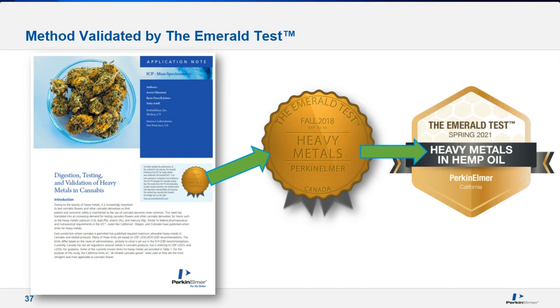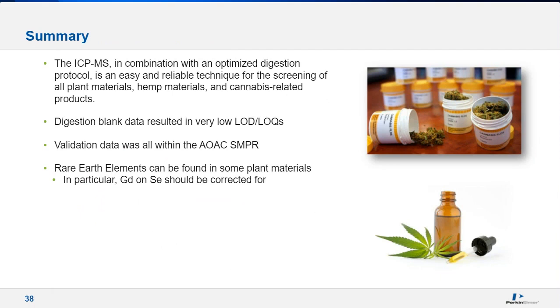In summary, ICP-MS in combination with an optimized digestion protocol is an easy and reliable way of testing cannabis products for metals and heavy metals and other elemental constituents in these samples. ICP-MS limits of detection and quantitation were well below the inhalational limits for ICH-Q3D based on a 10-gram dosage. All the validation data was within AOAC standard method performance requirements, and also rare earth elements can be found in some plant materials, likely depending on their growing conditions. In particular, the gadolinium on selenium interference should be corrected for.